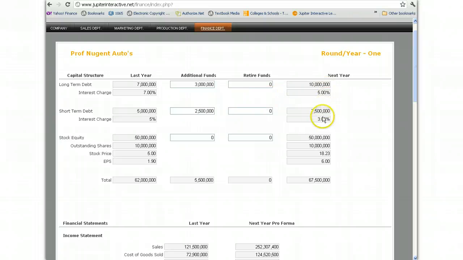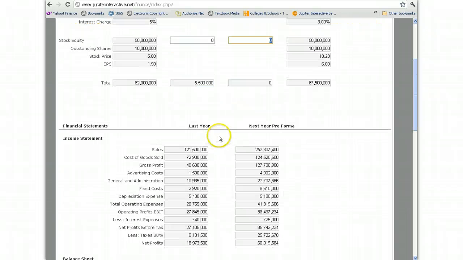So these are dynamically changing. Your earnings per share will change. If I wanted to issue 25 million new shares of stock, you'll see that my earnings per share went down quite a bit to $4. So I'm going to put that back to 0, and now it's back up to 6. So you can see that anytime you issue stock or retire stock, it's going to affect your earnings per share and all your per share ratios.